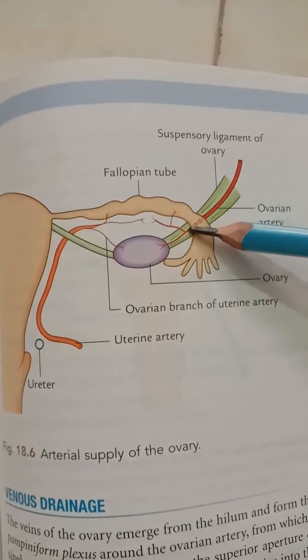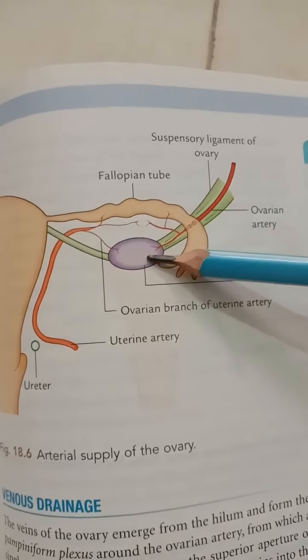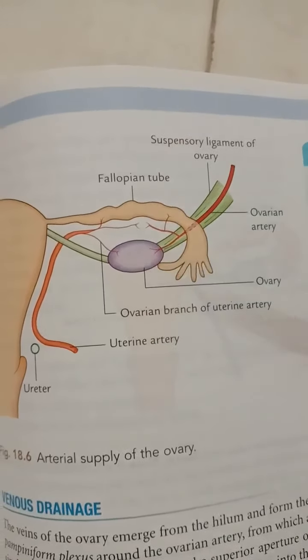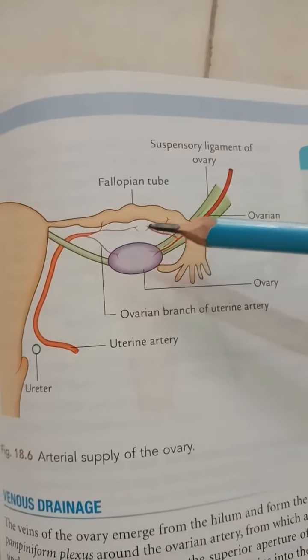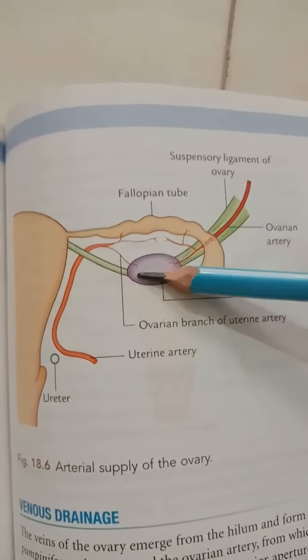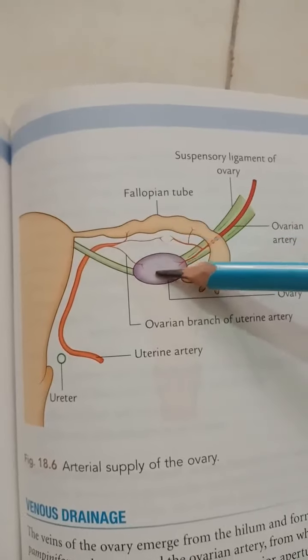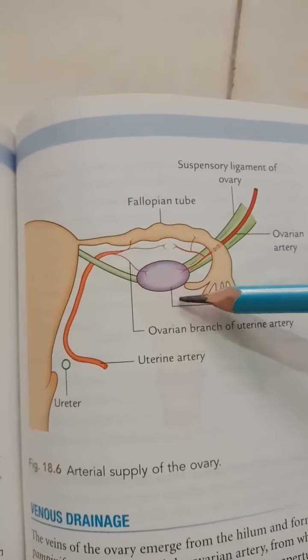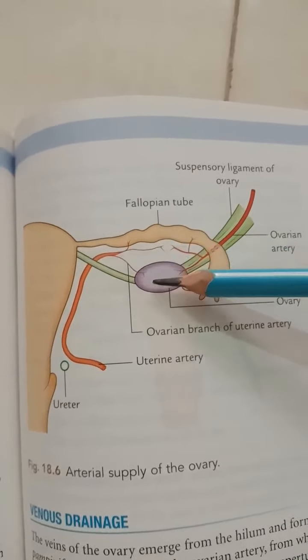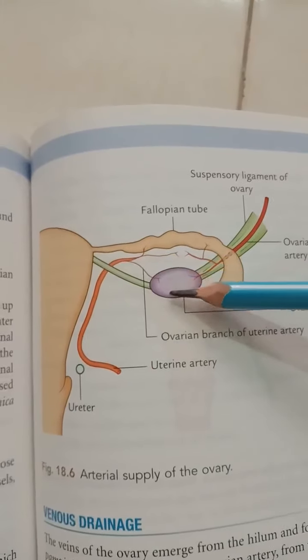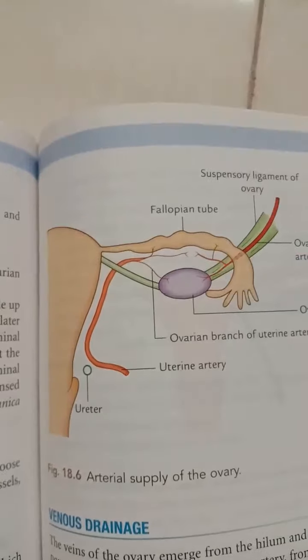Throughout this the artery enters into the ovary, that is into the mesosalpinx and into the mesovarium, and it terminates by anastomosing with the uterine artery. So here that is the branch, the uterine artery. So the ovary is also supplied by the ovarian branch of the uterine artery. It enters into the ovary through the mesovarium.